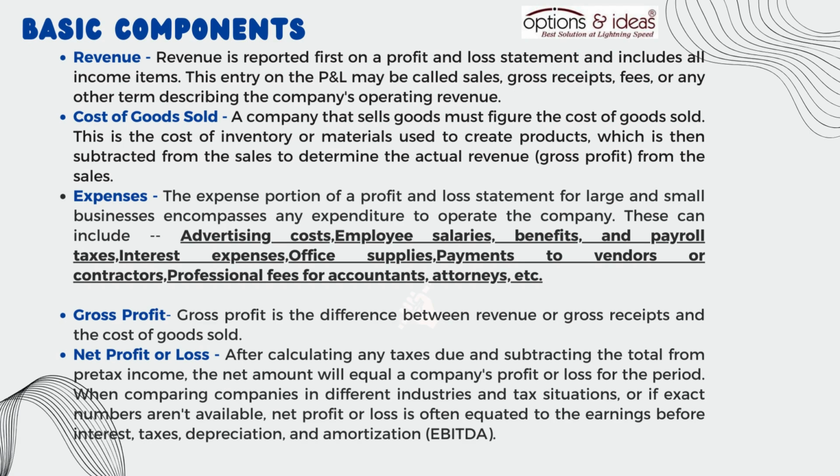Net profit or loss. After calculating any taxes due and subtracting the total from pre-tax income, the net amount will equal a company's profit or loss for the period. When comparing companies in different industries and tax situations, or if exact numbers aren't available, net profit or loss is often equated to the earnings before interest, taxes, depreciation, and amortization, EBITDA.